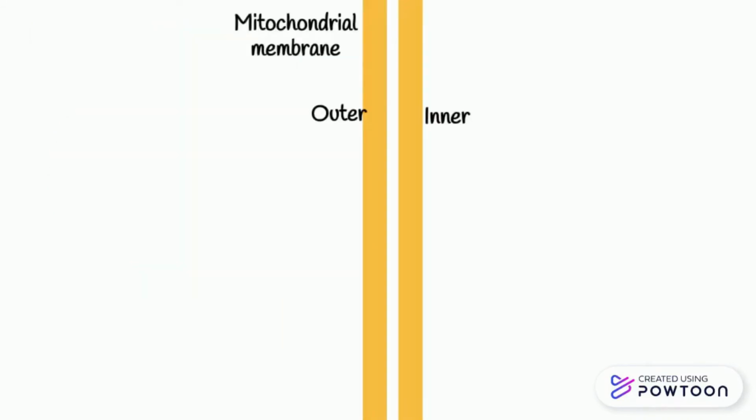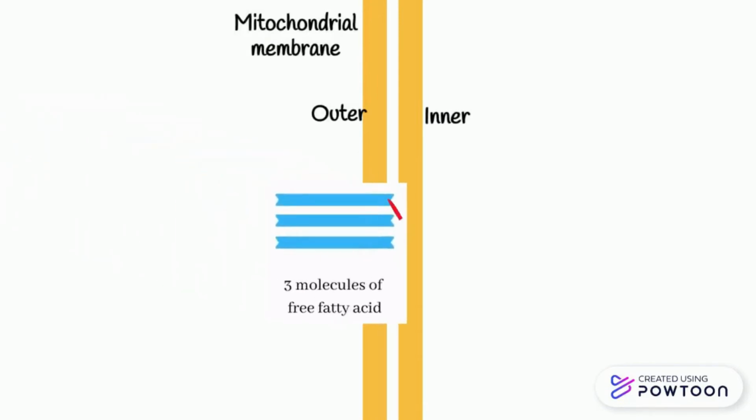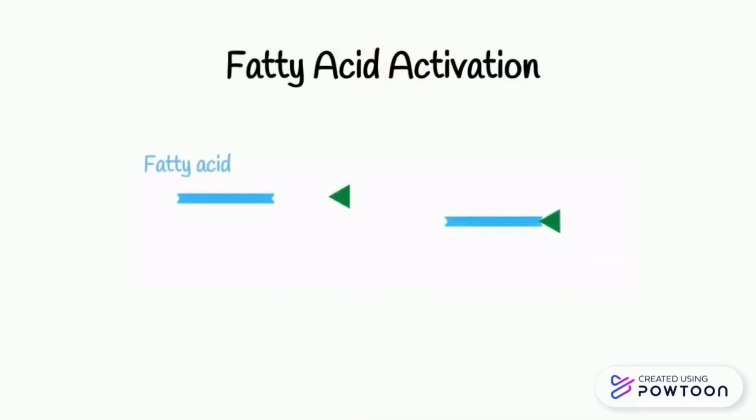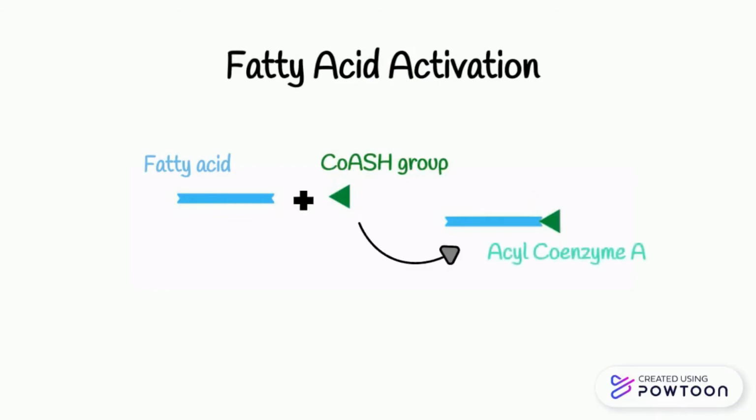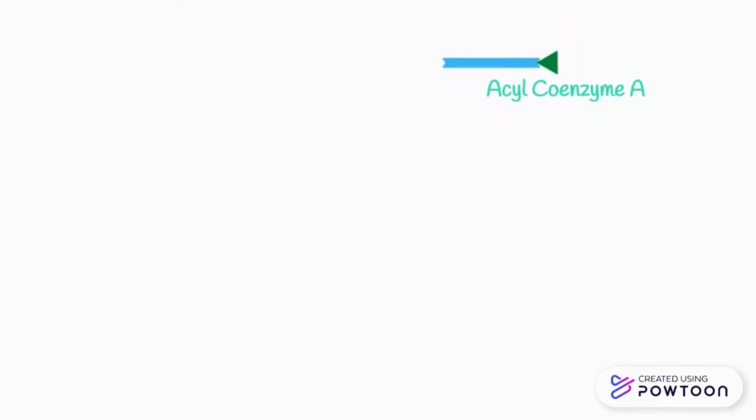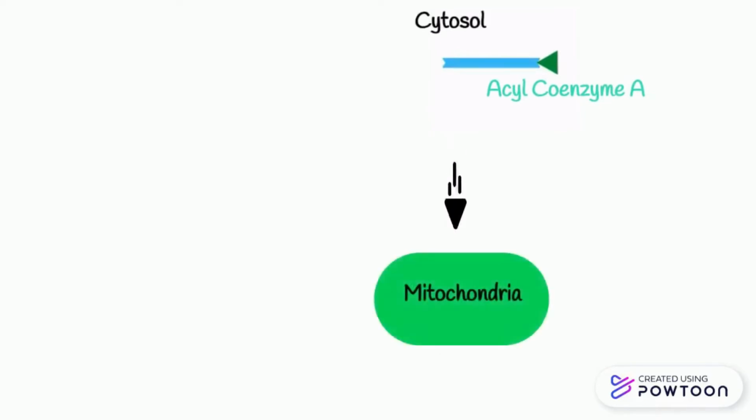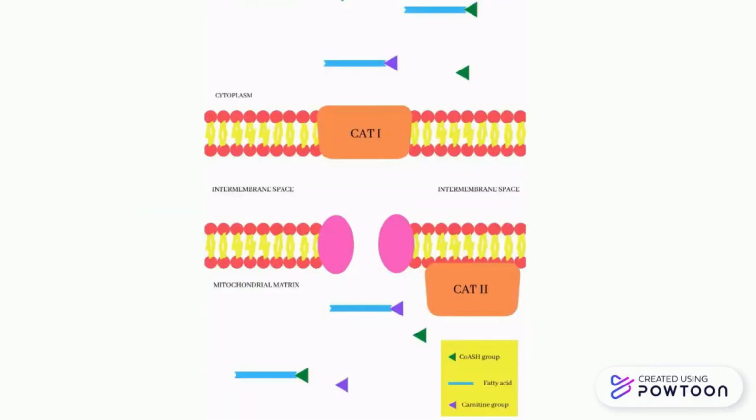The inner mitochondrial membrane is impermeable to fatty acids. To pass through the membrane, a fatty acid must first be activated by incorporating coenzyme A, resulting in acyl coenzyme A. Activated fatty acids can now be transferred from the cytosol to the mitochondria via a specialized fatty acid transport called the carnitine shuttle. The acyl coenzyme A is conjugated to a carnitine molecule and becomes acylcarnitine to be able to pass through the inner mitochondrial membrane. Once it has passed through, the acylcarnitine is converted back to the activated form, acyl coenzyme A.